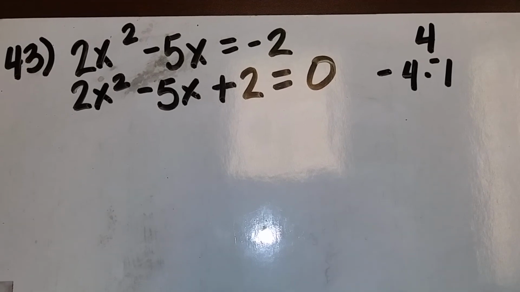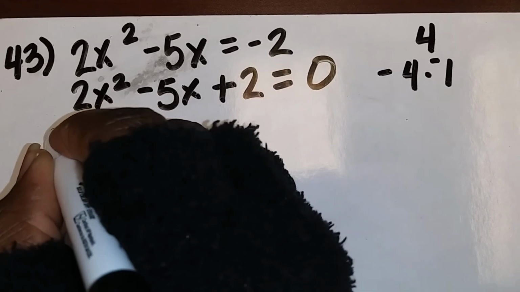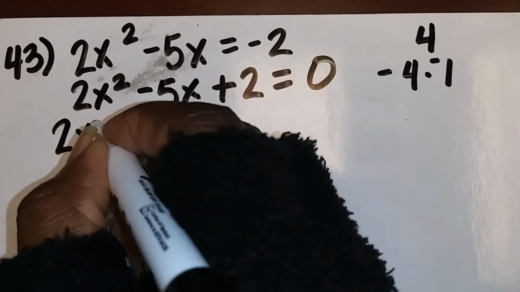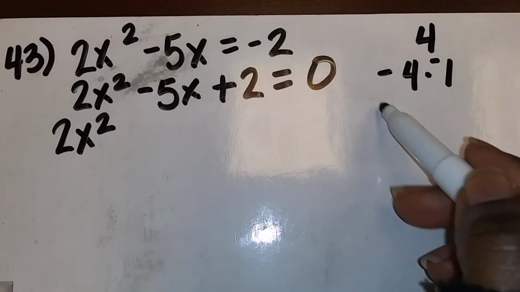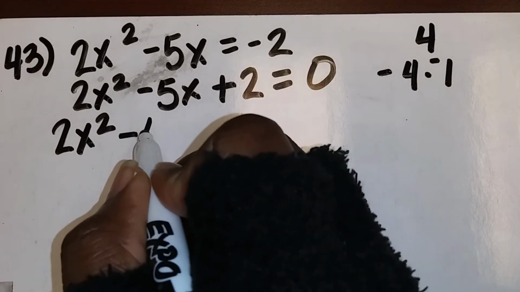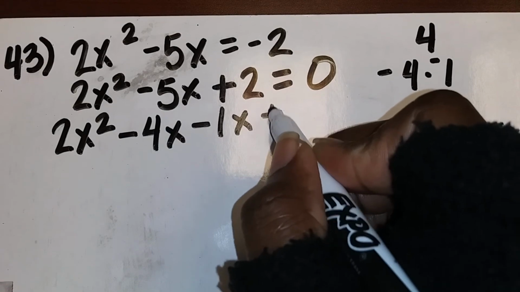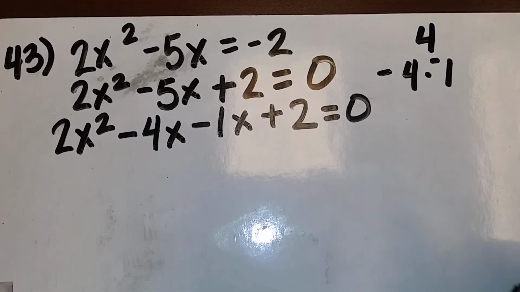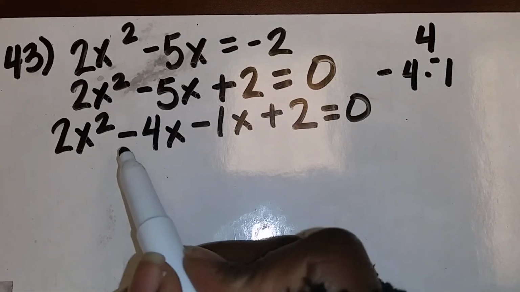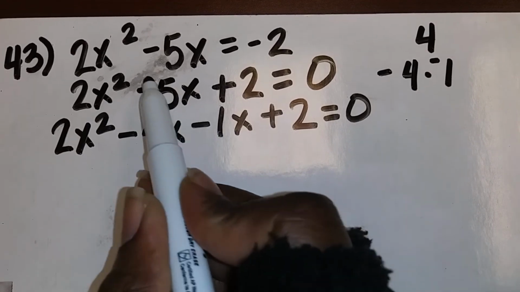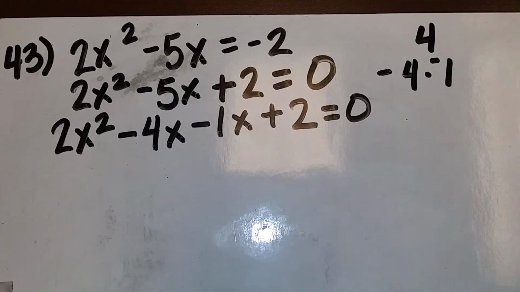So we are doing the master product method. So it's so important that you understand that method. So we're going to rewrite it and say 2x squared. And then I'm going to apply my two factors I found. Negative 4x minus 1x plus 2x equals 0. And just check your math very quickly. Negative 4x minus 1x is negative 5x still. So I did not change my problem.